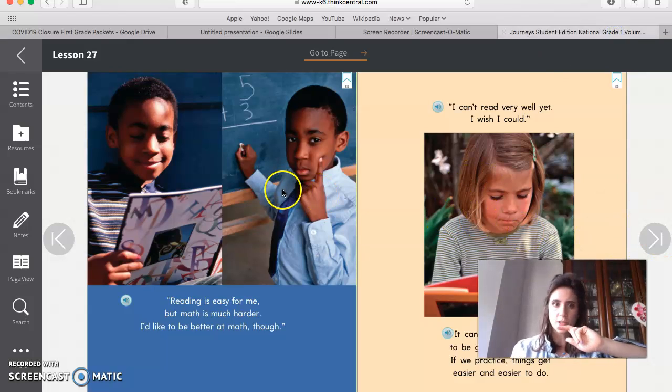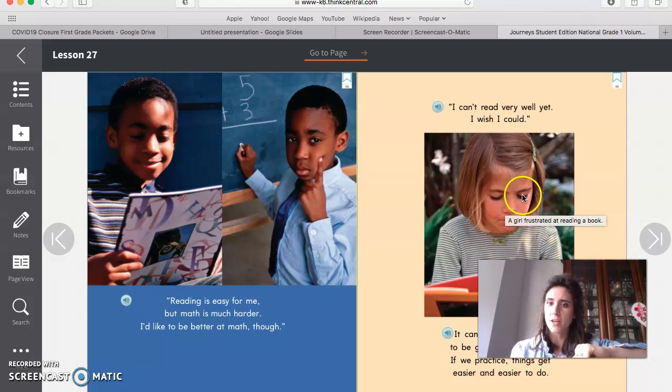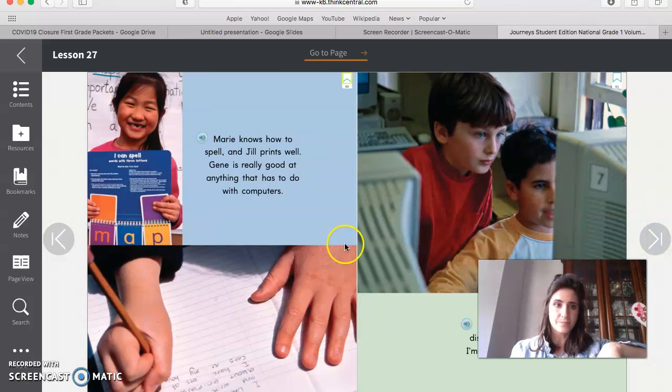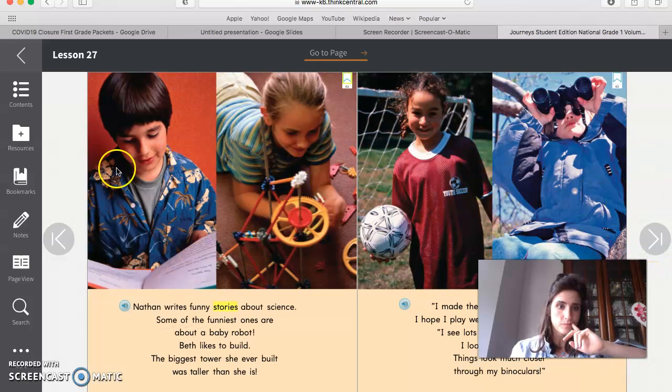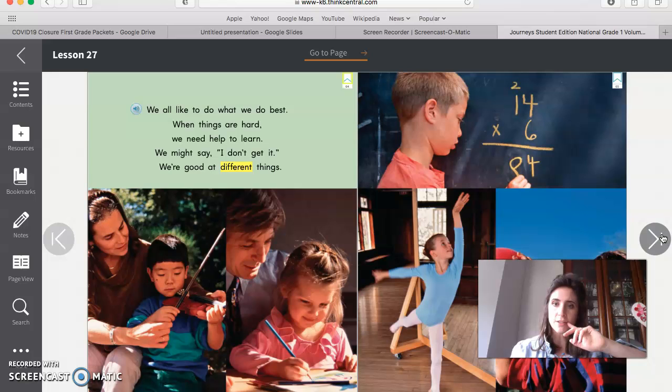So this little boy was really good at reading, but math was hard for him. This little girl was not so good at reading, but she's going to practice and it gets easier and easier. This little girl is really good at spelling. This girl writes really well. This person is really good at computers. He writes funny stories. She likes to build. She plays on the soccer team. And he likes to explore. They're all good at different things.